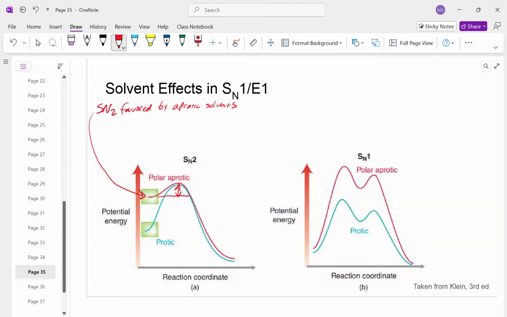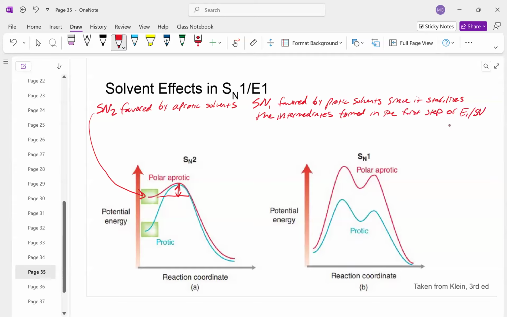Now, SN1 is favored by protic solvents since it stabilizes the intermediates formed in the first step of E1 and SN1. Remember, what is the result? What is the intermediate result of the first step?